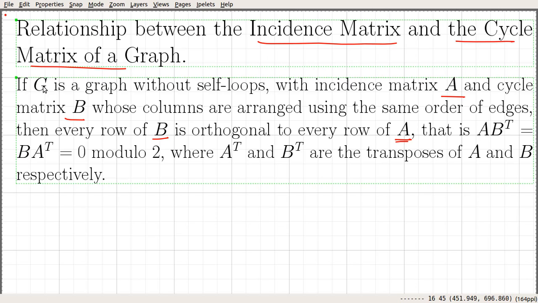So let me read the statement once more. If G is a graph without self loops with incident matrix A and cycle matrix B, whose columns are arranged using the same order of edges, then every row of B is orthogonal to every row of A. That is A B transpose, which can also be stated as B A transpose, and that is going to be equal to the zero matrix. So before proving this theorem, let's go through one example.